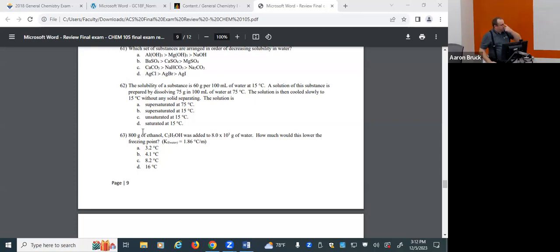But that's the definition of supersaturation: if we exceed the solubility limit and it maintains that excess of solubility, even though it's at a temperature where it shouldn't do that, that's supersaturation. So the answer there is B. It wasn't supersaturated at 75. It was supersaturated once we brought it down to where the concentration was above the limit.